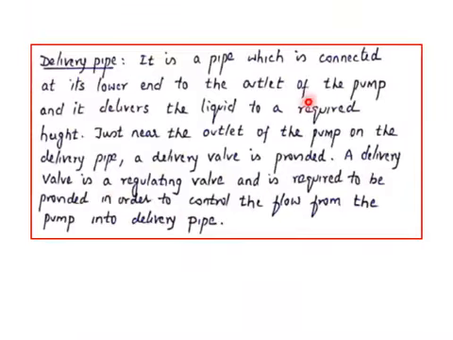And the delivery pipe is a pipe which is connected at its lower end to the outlet of the pump, and it delivers the liquid to the required height. Near the outlet of the pump there is a delivery valve. It is used for regulating the water, or to control the flow of water from the pump into the delivery pipe.